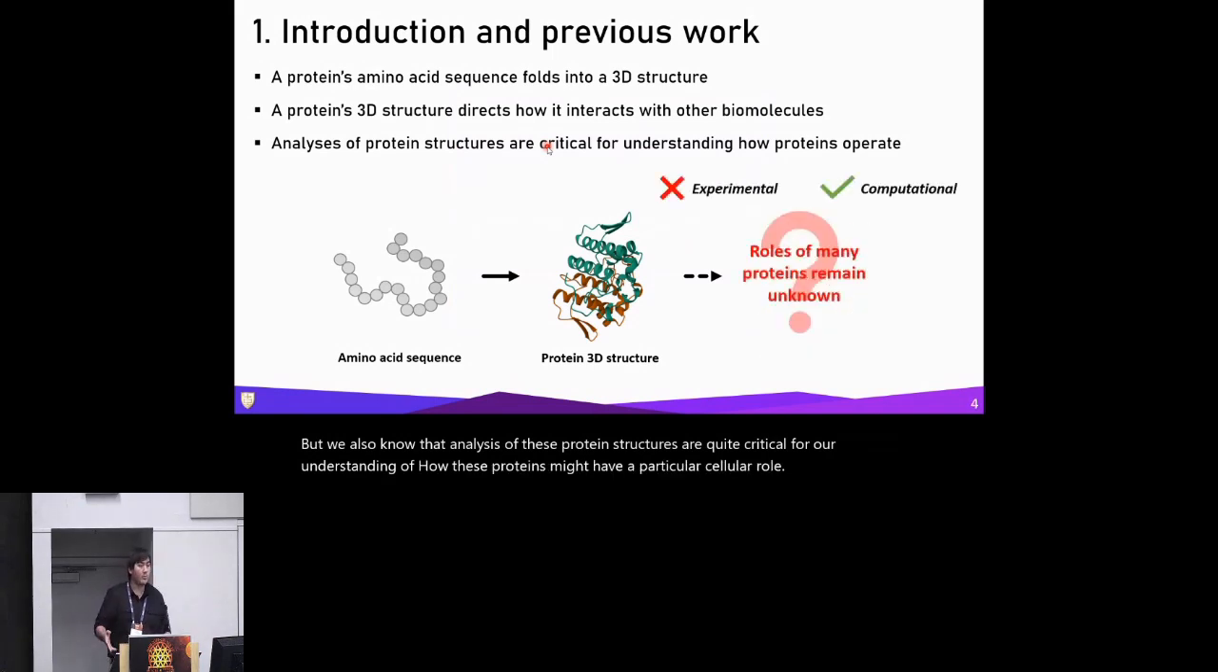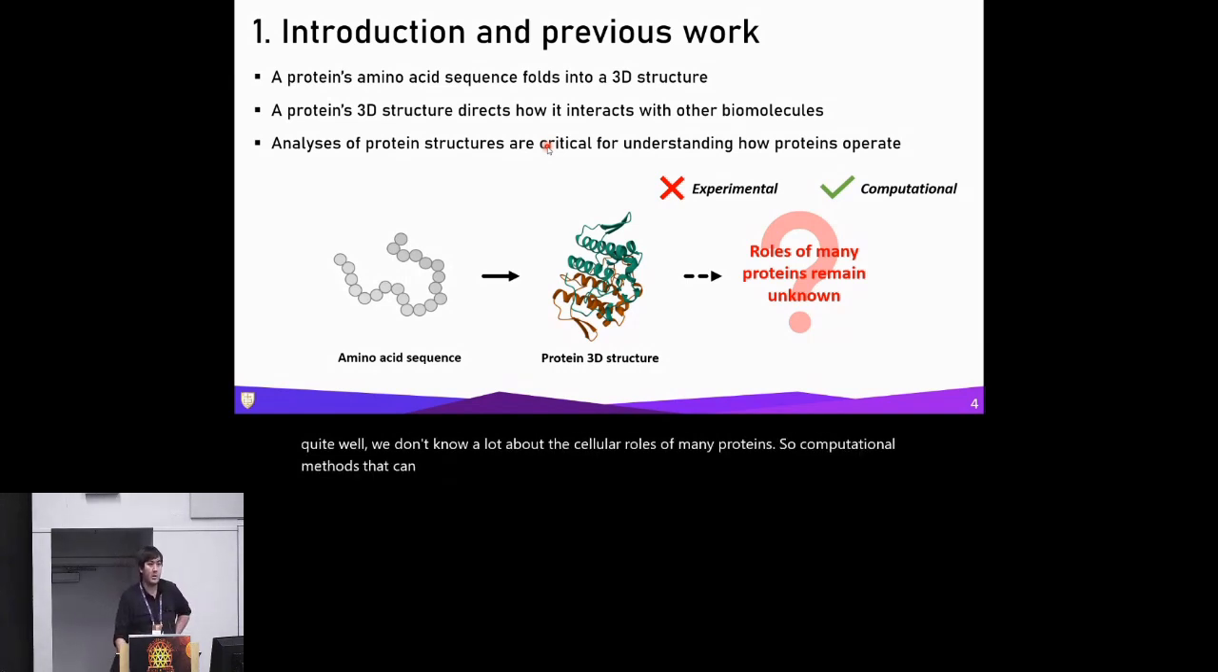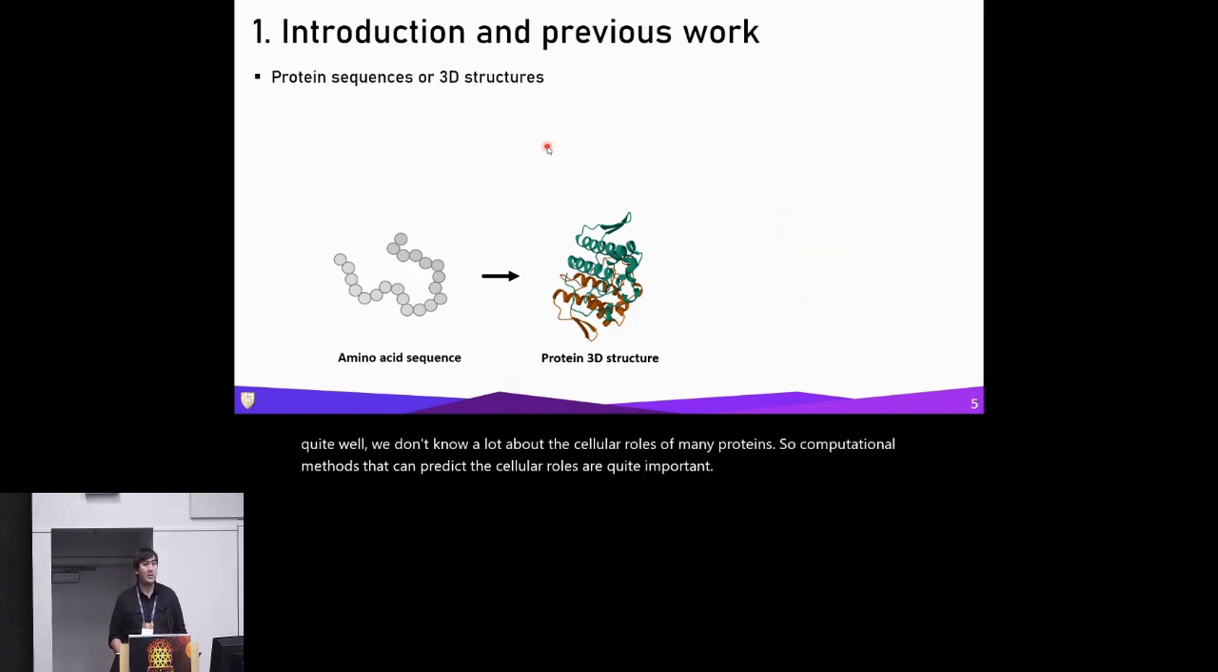But since more and more proteins are being discovered by current sequencing technologies, and wet lab experiments for determining these cellular roles are not really able to scale quite well, we don't know a lot about the cellular roles of many proteins. So computational methods that can predict these cellular roles are quite important. Now, traditionally, these computational methods will extract features from either the protein sequences or the 3D structures, and then use them for various downstream machine learning tasks and biological applications.